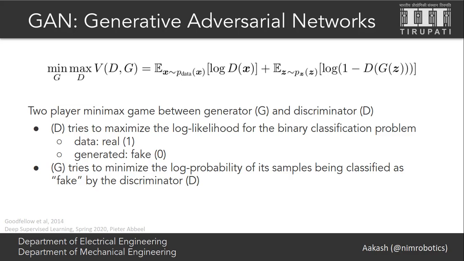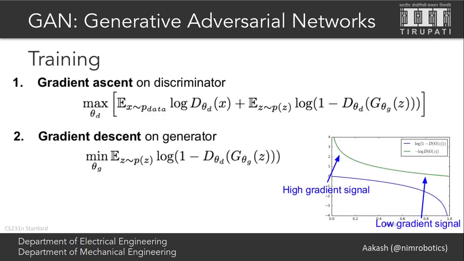D tries to maximize the log likelihood, and it's like a binary classification problem. We want to classify the real data as 1, and for the generated fake data we want to make it 0. And the goal of the generator here is to minimize the log probability of its samples being classified as fake by the discriminator. So here we will see how the training proceeds.